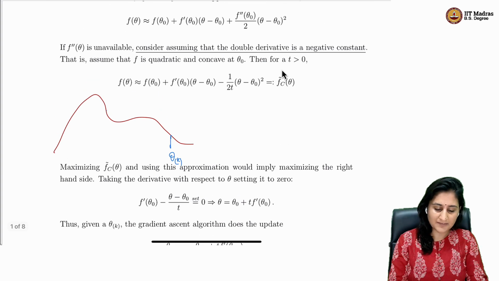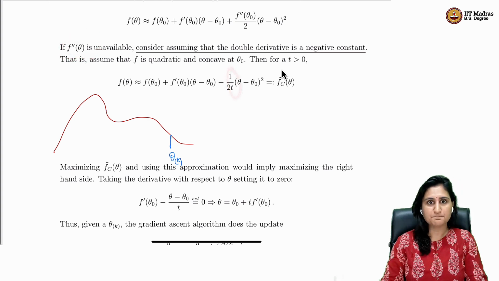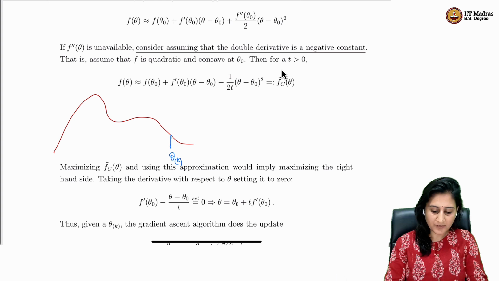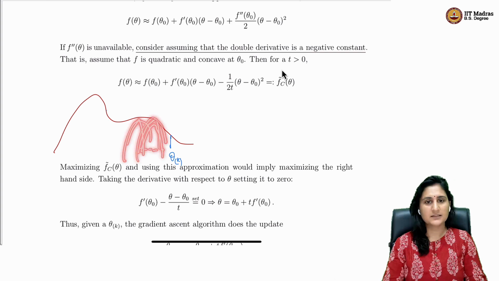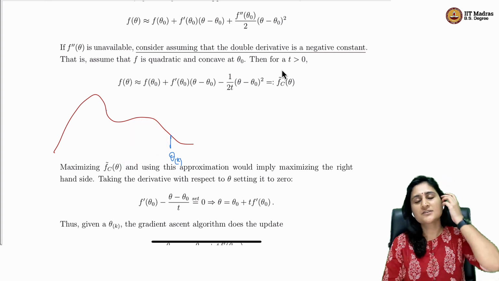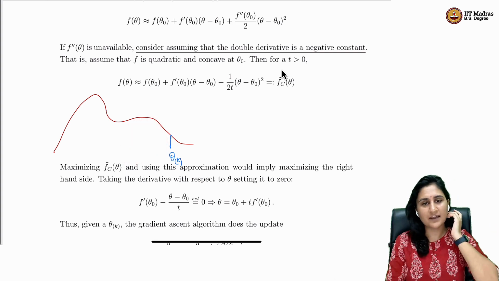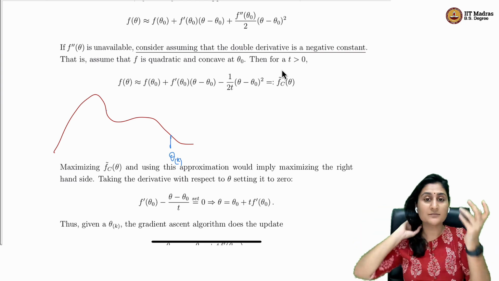And we do that by essentially assuming that the second derivative is 1 by t, where t is some positive number. So our approximation looks something like this. And then as the theta value keeps moving, our approximation could get more and more, something like this. So that's essentially what's happening in the gradient ascent algorithm, but in one dimension.